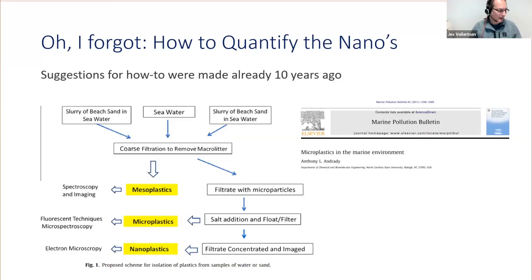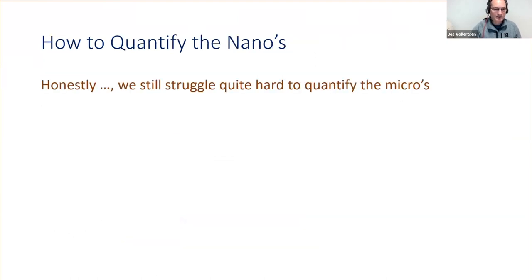If you have been looking into microplastics funding and whatnot, you will see, we want you to measure microplastics and nanoplastics. And we want you to measure the nanoplastics. Back in 2011, people were already discussing how you could do it this way in order to measure the nanoplastics. But honestly, we are still not able to do it. We can hardly measure microplastics.